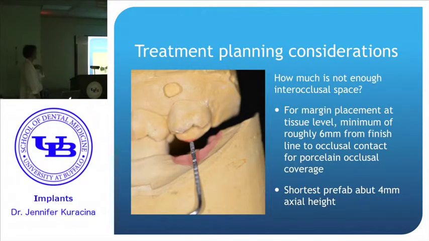So how much is not enough? Well, our shortest prefabricated abutments are 4 millimeters, and if we're talking about placing a finish line at about tissue level, that means you're going to need about 6 from the finish line to that occlusal contact if you're going to put porcelain on the crown. So if you have less space than that, you're probably going to be thinking about doing something that's screw retained.